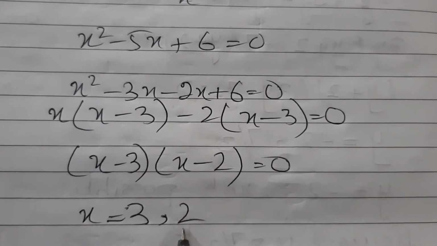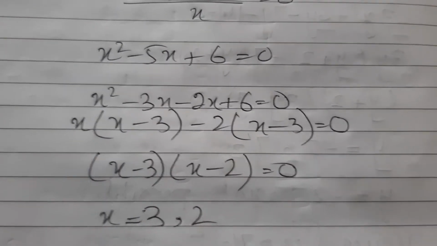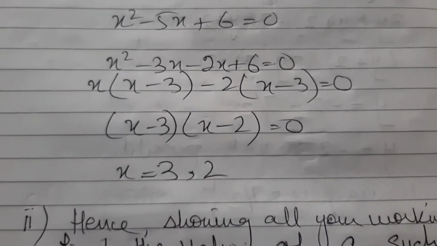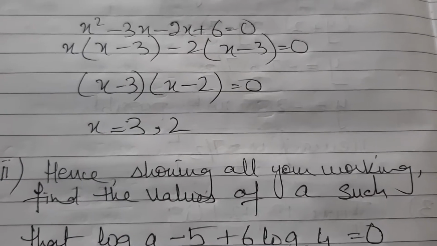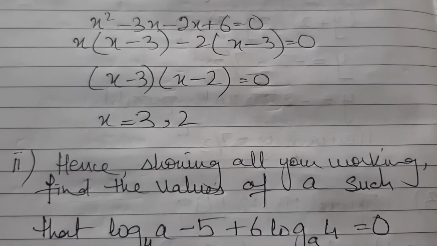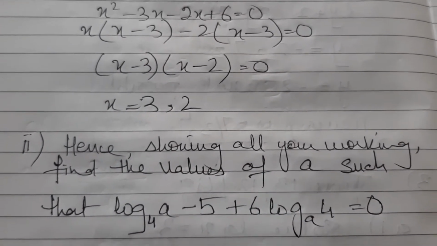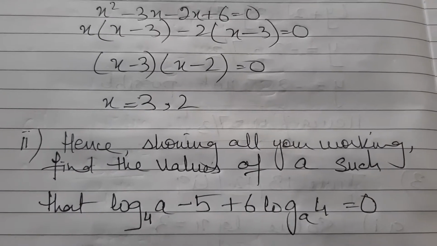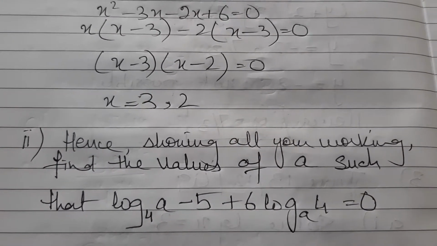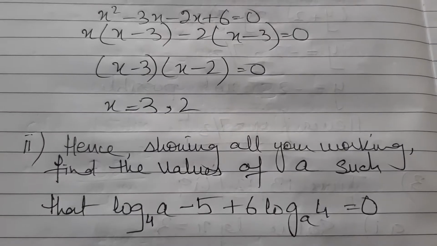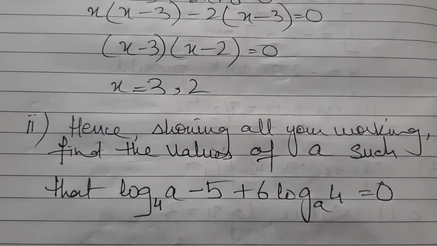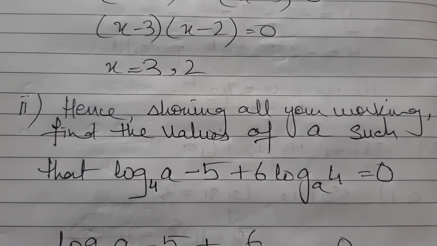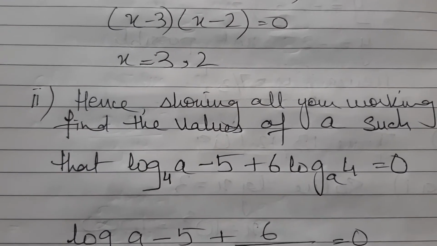Wow, great. So why is this simple question given here? Let's see part B of this, which is saying hence. Okay, hence, showing all your working, find the values of a such that this is given to you, and you have to find the values of a. It is saying hence, which means we have to make use of part 1. So let's start. If we see here and the previous part, I'll show you in a while.